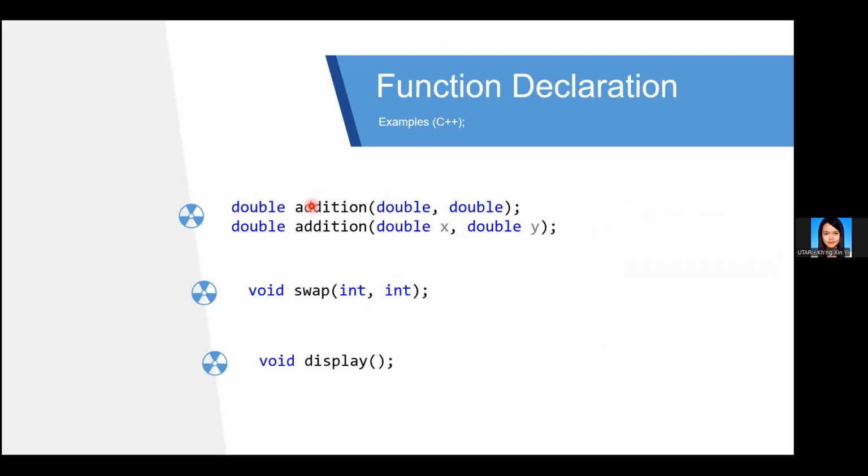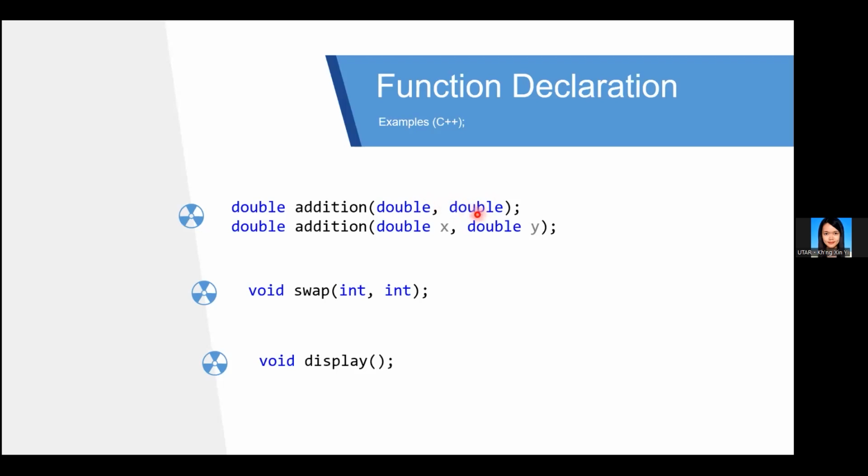And after that, the addition here is the function name, which means that the function name is addition, and we know that there won't be any other functions with the same name addition again. And then this is the parameter list, the double here. Okay, for this, you can see that there are 2 doubles here, which means that we are going to pass down 2 values to the function, 2 arguments, and the values are of double data type.